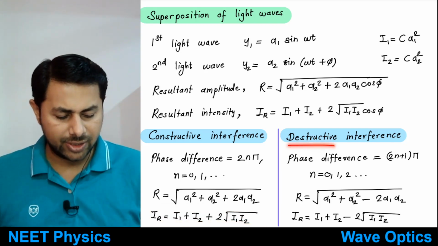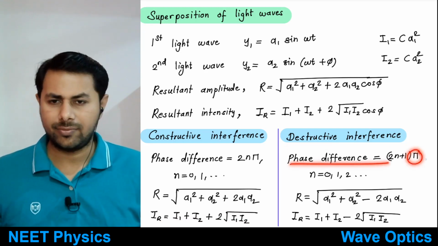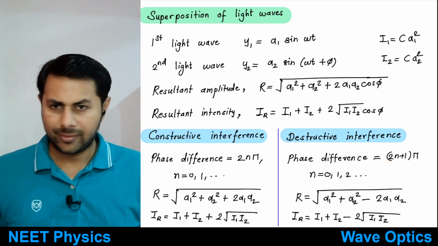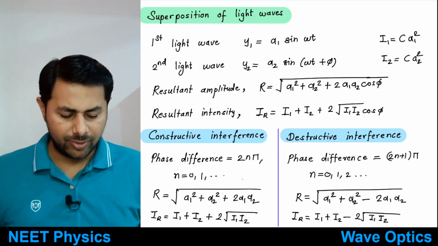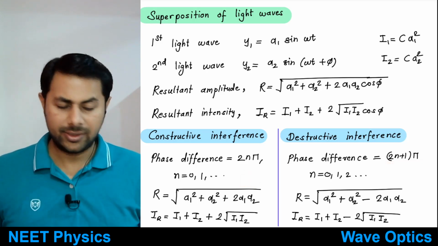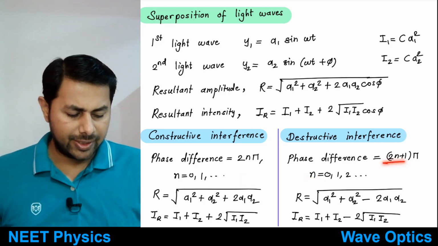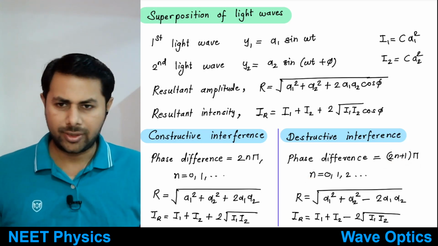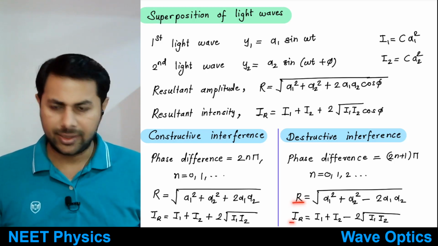Next is, what's the condition for destructive interference? So here the phase difference would be equal to pi, 3 pi, 5 pi, that means odd multiples of pi. Okay, for constructive, the phase difference is integer multiples of 2 pi, and for destructive it is odd multiples of pi, right. So it can be written as 2n plus 1 times pi, and the values of n are 0, 1, 2, 3, so on and so forth. Okay, integer.